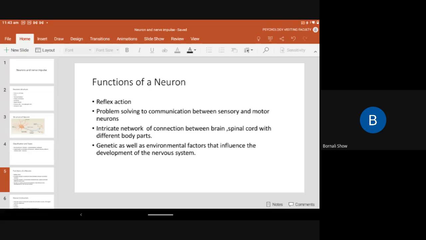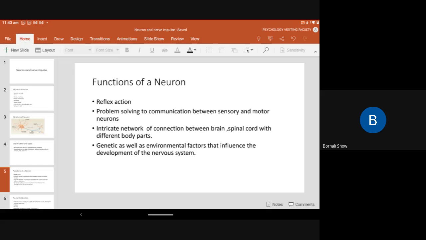Then comes the intricate network of connection between the CNS, that is the brain and spinal cord, and different parts of the body. That means the limbs, the hands, then the circulatory system, maybe the digestion, maybe the excretory system, etc. Now, another important function is the genetic as well as environmental factors that influence the development of the nervous system. So, these are the 4 important functions of the brain.